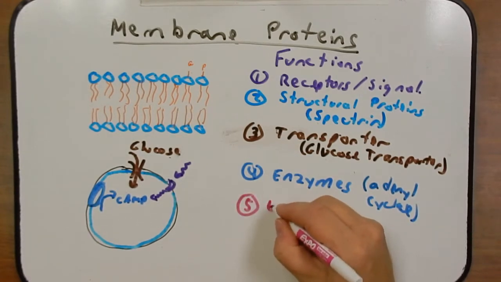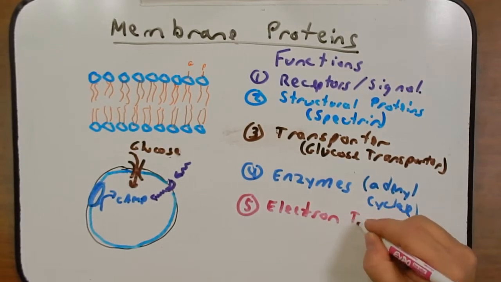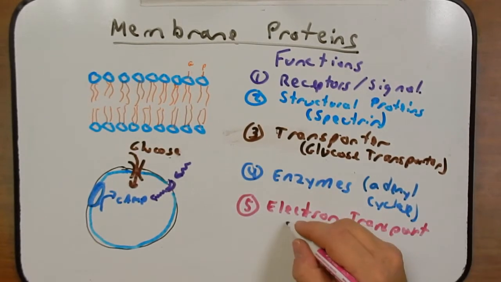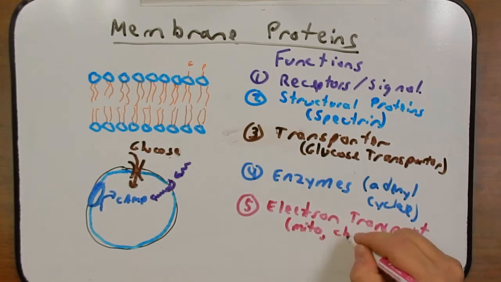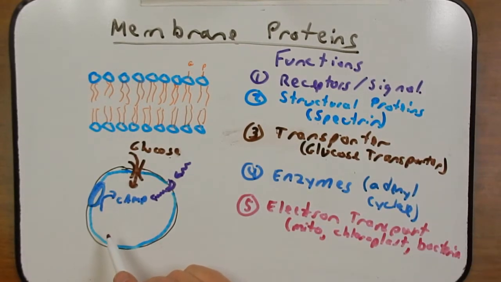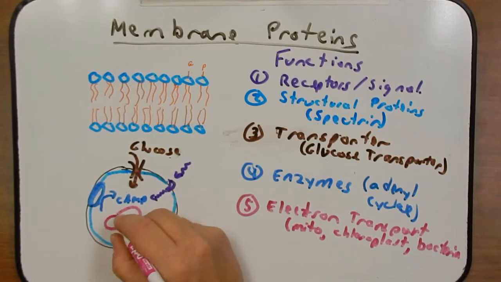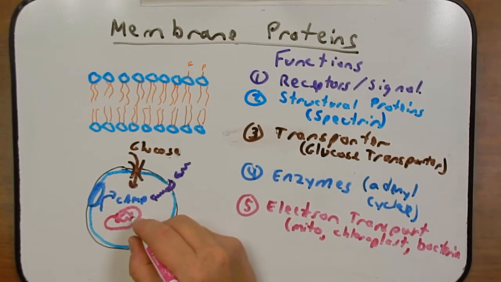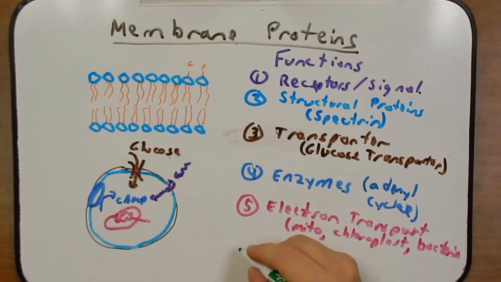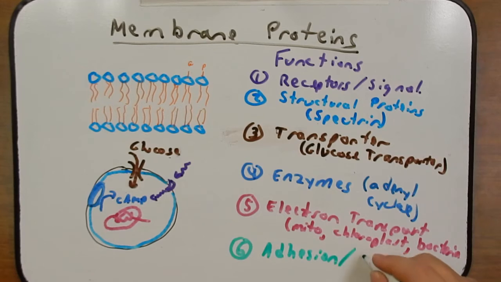We have proteins that we're going to put in this electron transport category. These could be proteins in the mitochondria, the chloroplast, or bacteria. Bacteria, they don't have organelles, but these electron transport proteins would be found on the plasma membrane. But let's go ahead and draw a lovely mitochondria here, and these transport proteins will be found on this inner membrane. Another category, I'm going to lump together adhesion and communication.